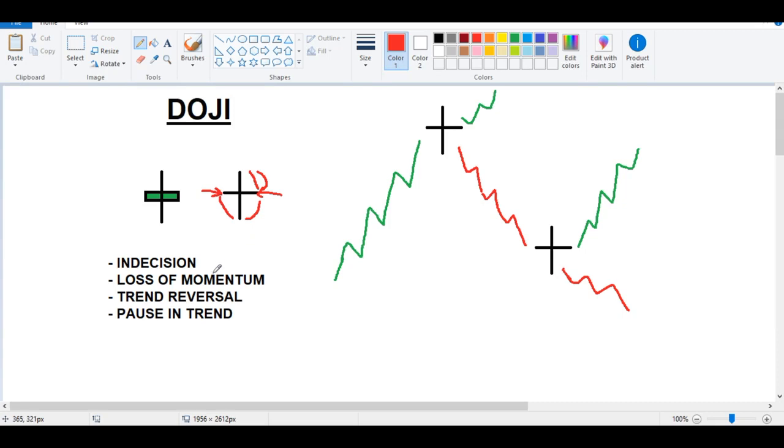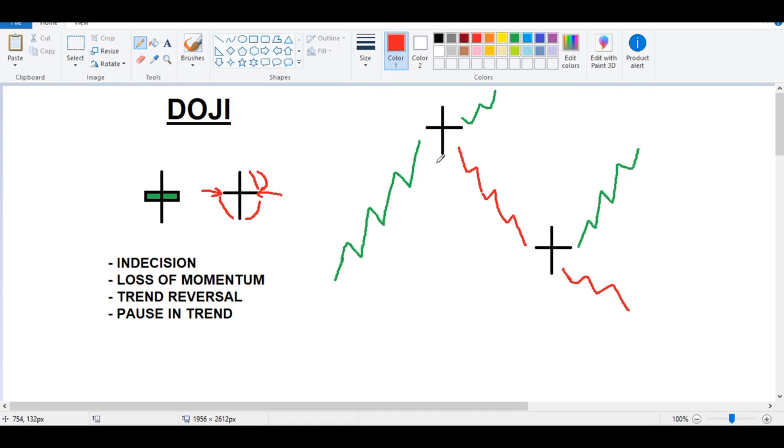So it can also mean loss of momentum. Suppose bulls are taking price up in a nice uptrend, and then at the top of the trend you get this doji. This indicates that there's some loss of momentum in the trend. Bulls are taking a break, or there's a pause in the trend.